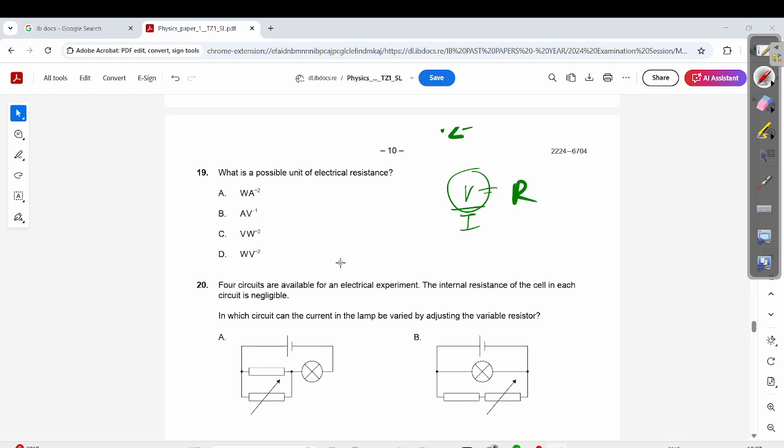So we have power is equal to voltage into current, right? So W is equal to A into V, right?